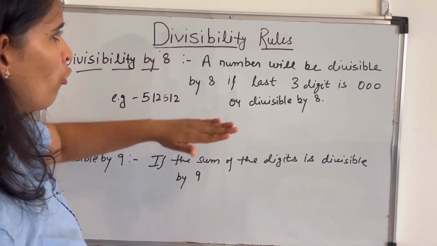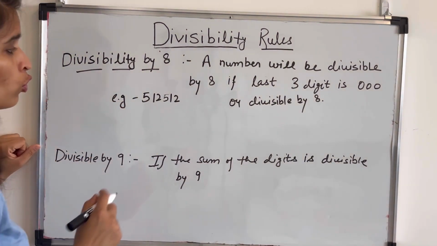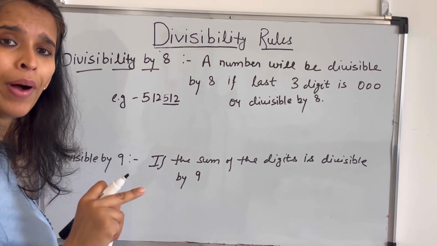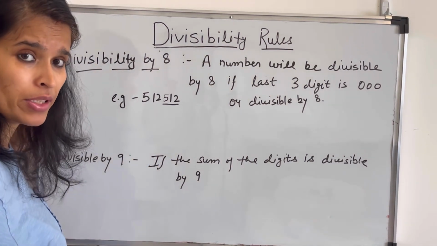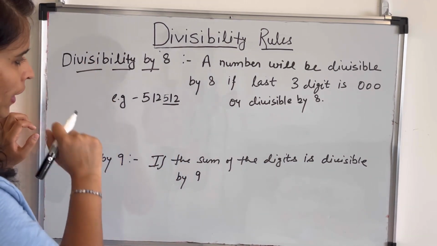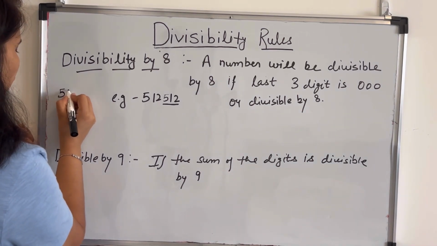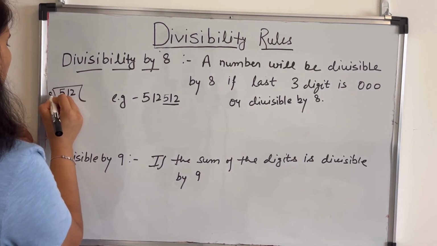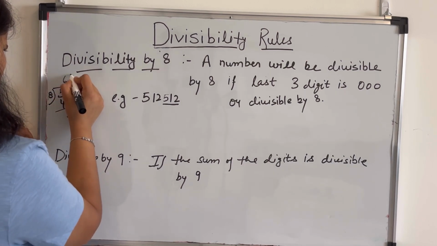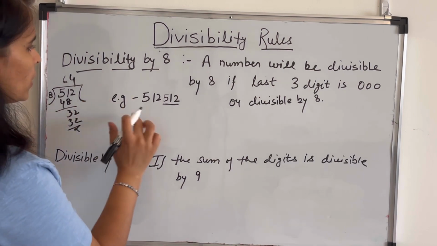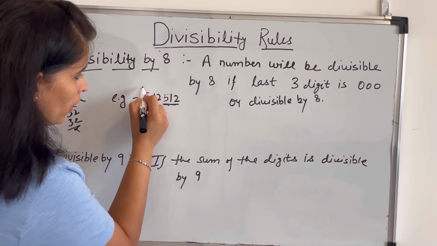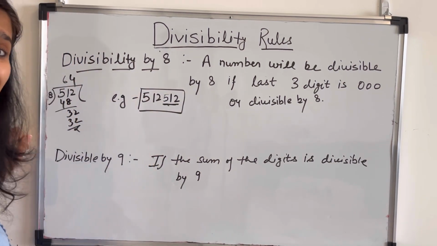So for the divisibility rule of 8, what do we need to do? We need to check these 3 numbers. These 3 numbers should be divisible by 8, or it can be 000. Then that number will be divisible by 8. So here we'll check whether 5, 1, 2 is divisible by 8 or not. So this 5, 1, 2 is divisible by 8.